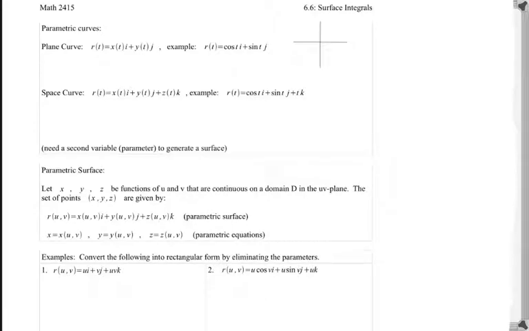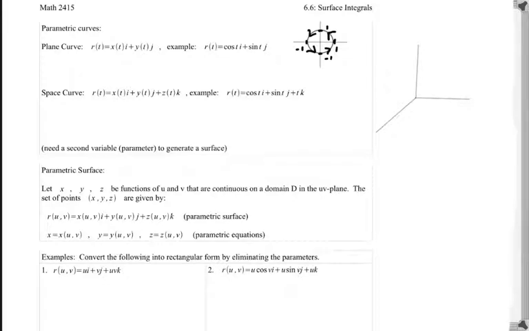Okay, this is going to be the first video on section 6.6 looking at surface integrals. So a reminder of parametric curves. A plane curve, for example, if we have r of t is equal to x of t i plus y of t j, so a vector valued function, and then t is going to be your parameter. An example of a plane curve would be r of t is equal to cosine t i plus sine t j. And so that's just your unit circle with an orientation of counterclockwise.